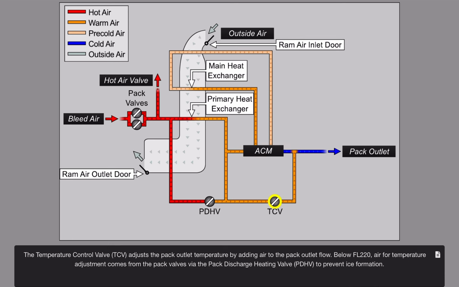The temperature control valve, TCV, adjusts the pack outlet temperature by adding air to the pack outlet flow. Below flight level 220, air for temperature adjustment comes from the pack valves via the pack discharge heating valve, PDHV, to prevent ice formation.